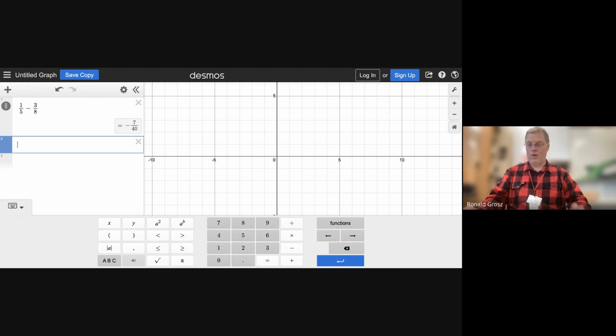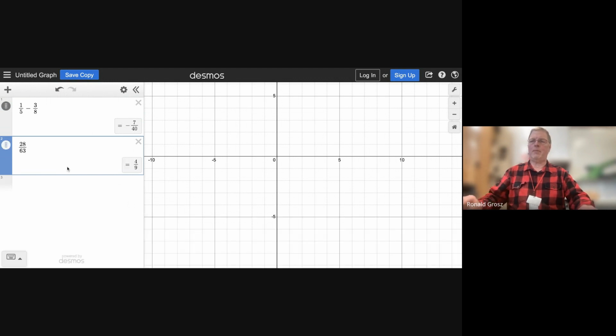Also, if you have to reduce a fraction, like 28 over 63, we'll change it to a decimal. And then you can change it back to a fraction and it will be reduced. So 28 over 63 ends up being 4/9. It's one of the ways to work with decimals.